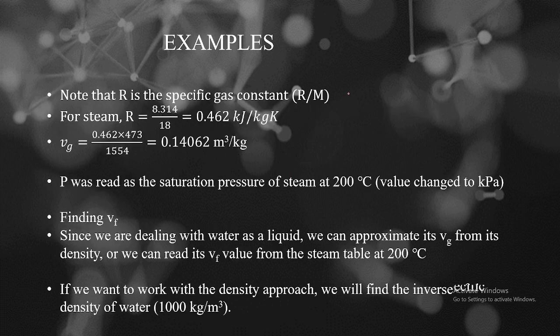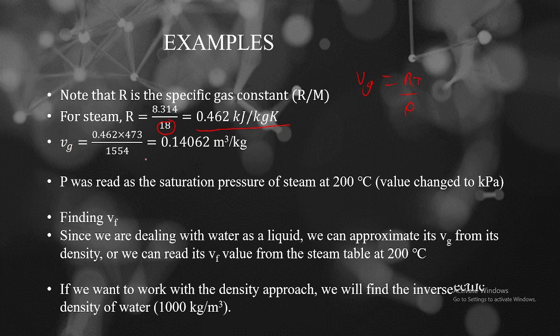Now, we know that Vg is going to be equal to RT over P from the ideal gas equation. And our R, as we said, is the specific gas constant. So we are dealing with steam, which is water. So the molar mass is going to be 18. So we divide the R by that to get 0.462 kilojoules per kilogram Kelvin, right? We know our T, which we said was 473.15 Kelvin.